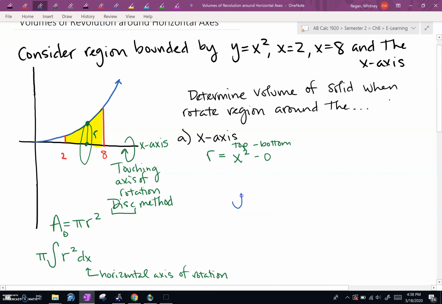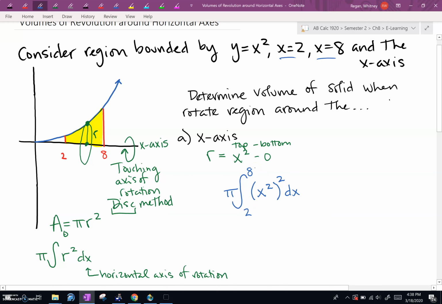So when we set this all up in the integral, we're going to have pi inside or outside, I don't care, x squared squared dx. They tell us from 2 to 8, so we're going to go from 2 to 8.